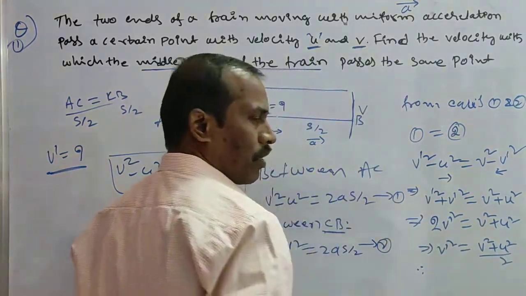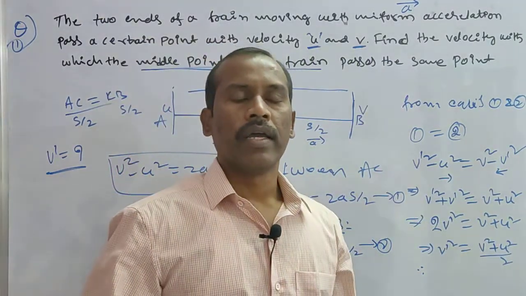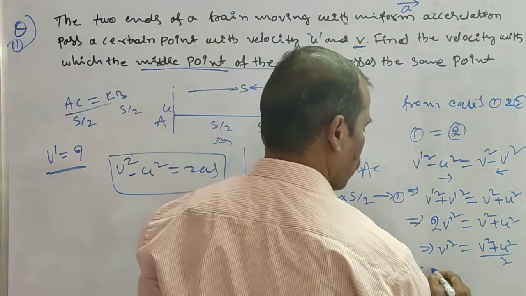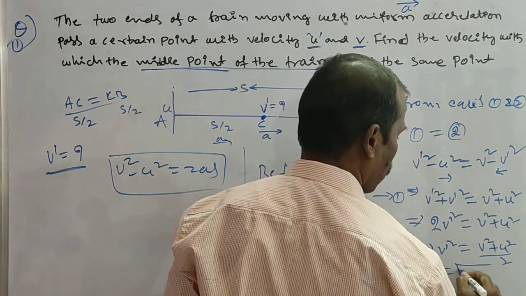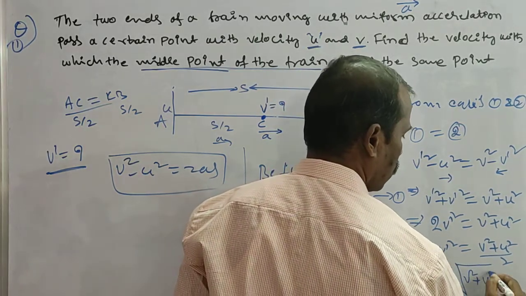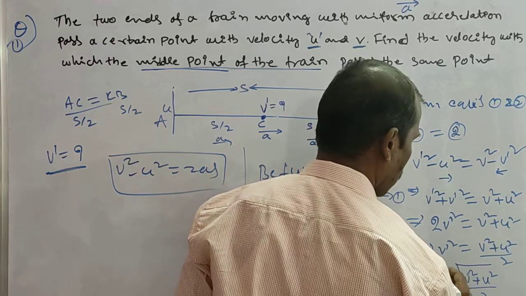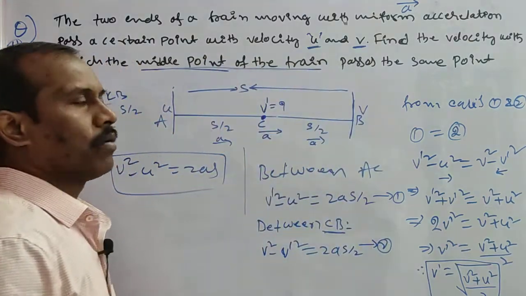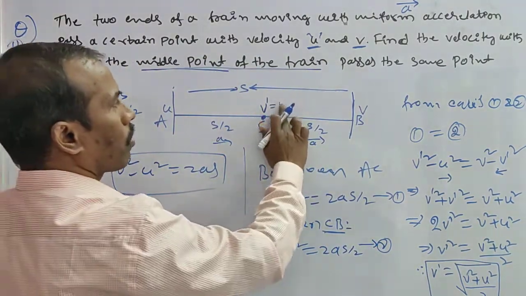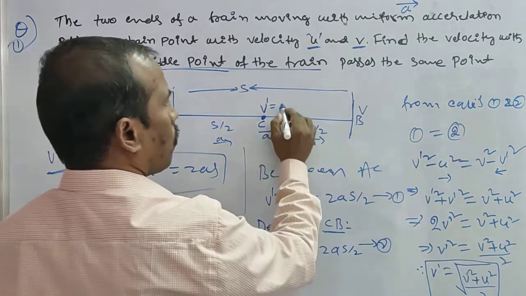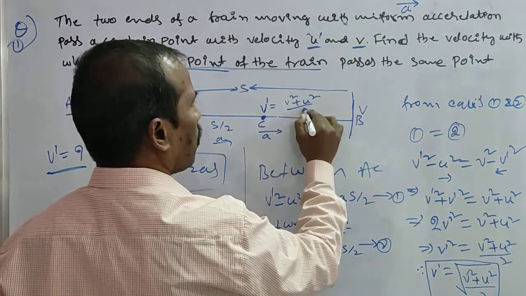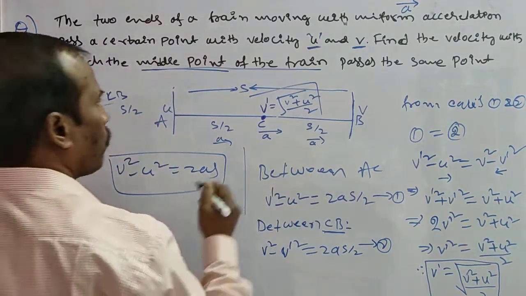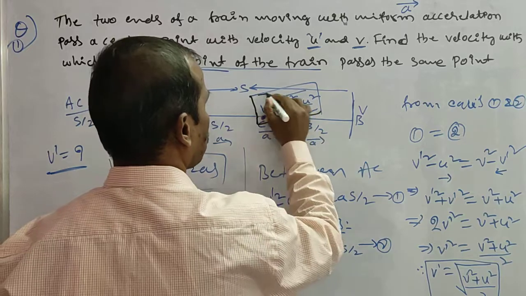So finally, the velocity of the midpoint of the train, v prime, is equal to the square root of (v square plus u square) by 2. This is the velocity of the midpoint of the train. So the formula is v prime equals under root of (v square plus u square) by 2. This is a question to answer. Very important, very concept oriented problem.